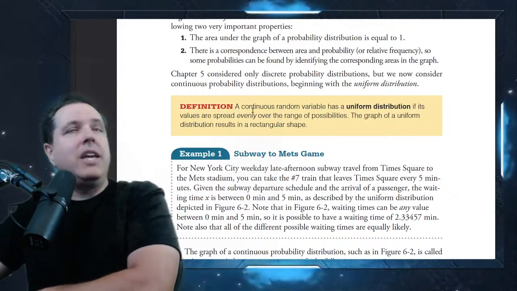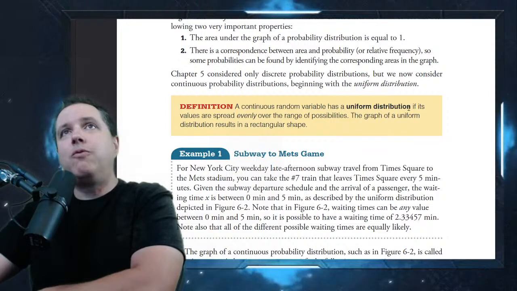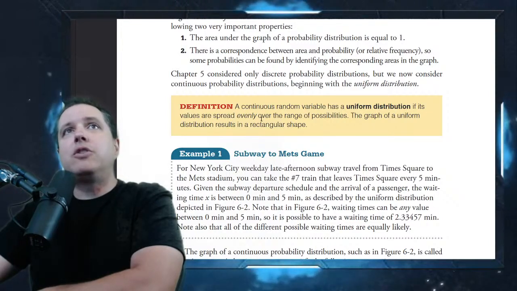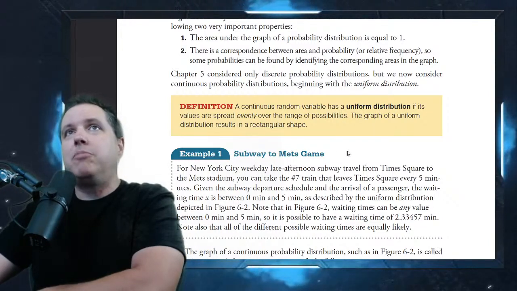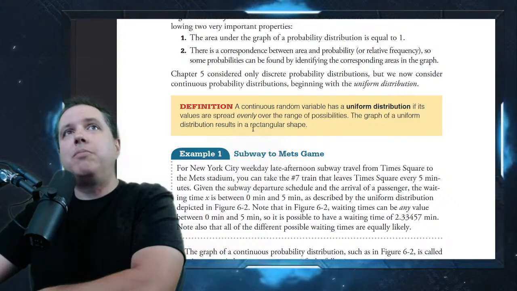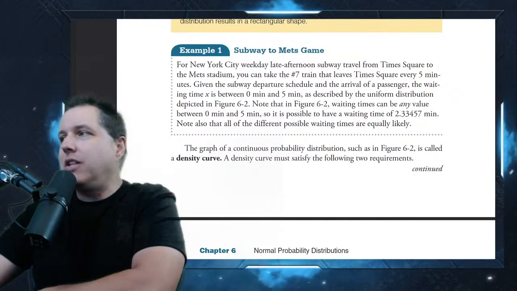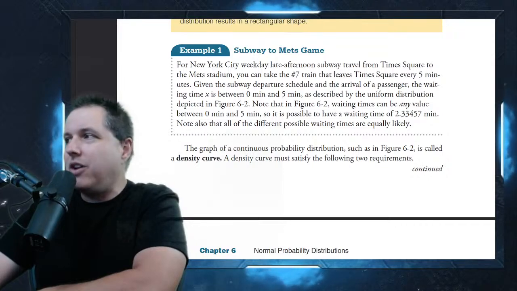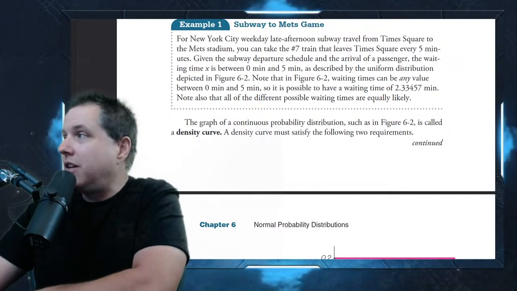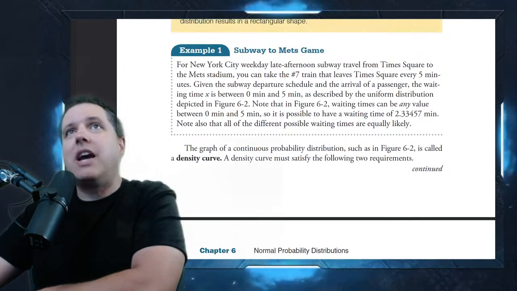We start off with a continuous random variable that has a uniform distribution if its values are spread evenly over the range of possibilities. The graph of a uniform distribution results in a rectangular shape. This is why it's easy to calculate. We start with these because it's easy to calculate the area under the curve, because they're rectangles, and the area of rectangles is easy to calculate.